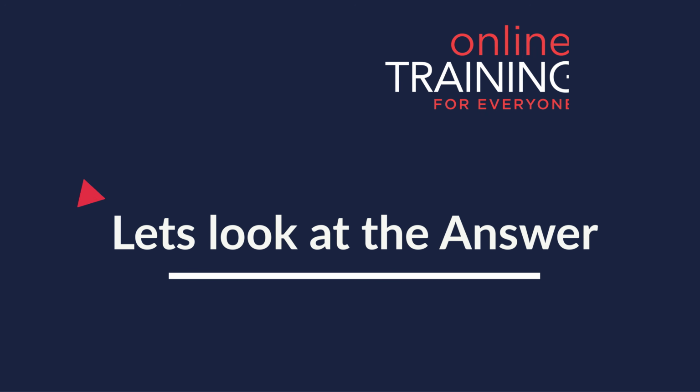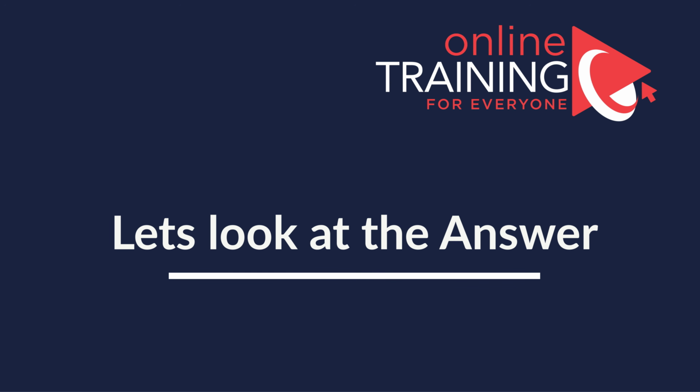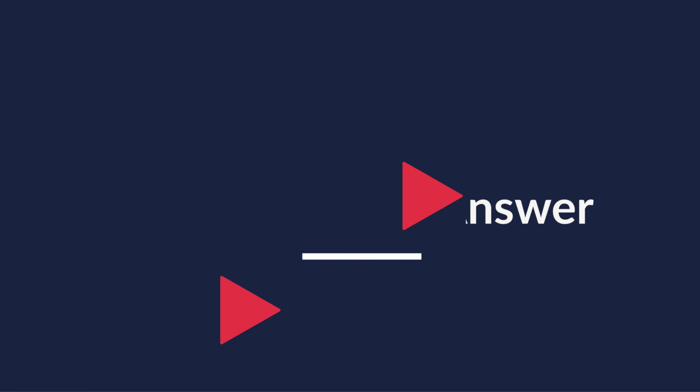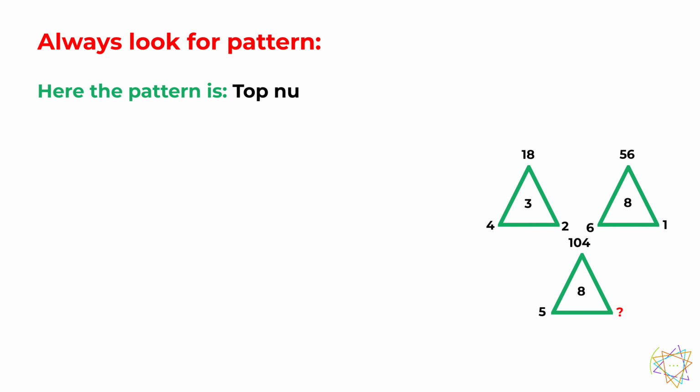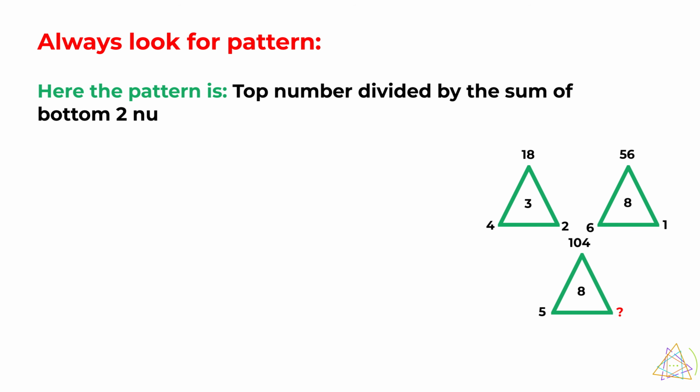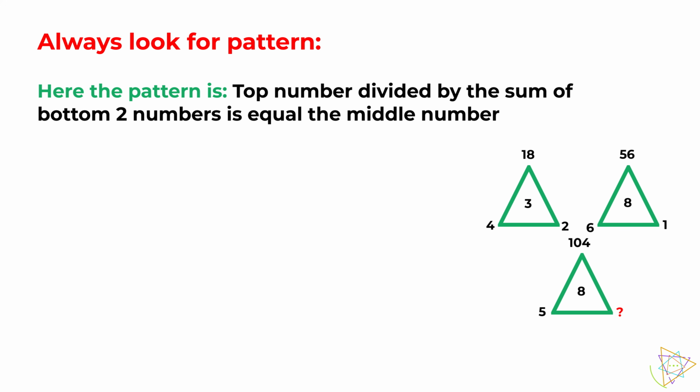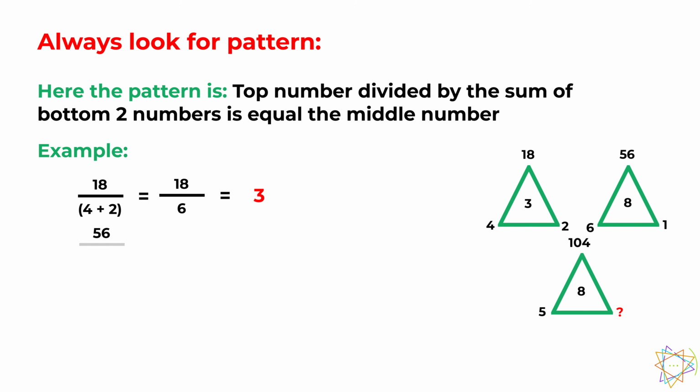As usual, my advice to you, always look for patterns. And in this particular problem, the pattern is that the top number divided by the sum of the bottom 2 numbers is equal to the middle number. Let's look at the example. For example, 18 divided by (4 plus 2) would be an equivalent of 18 divided by 6 and would result in 3. 56 divided by the sum of 6 and 1 would be an equivalent of 56 divided by 7 and would equal 8.